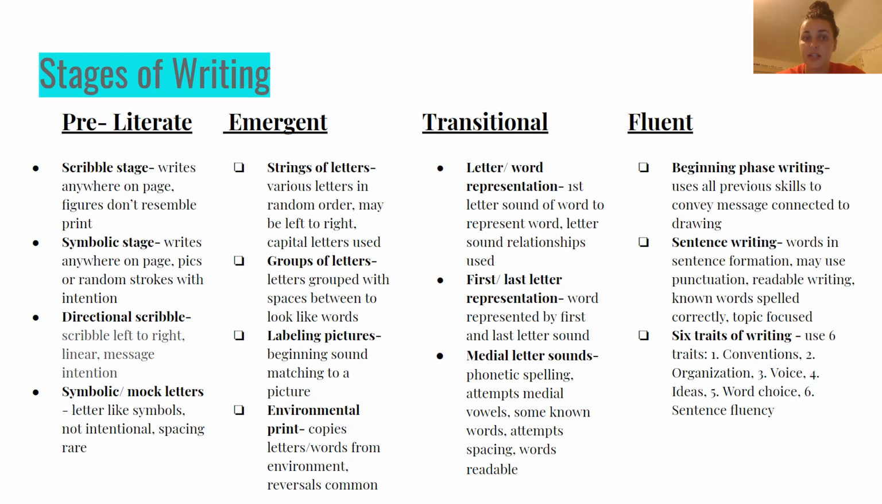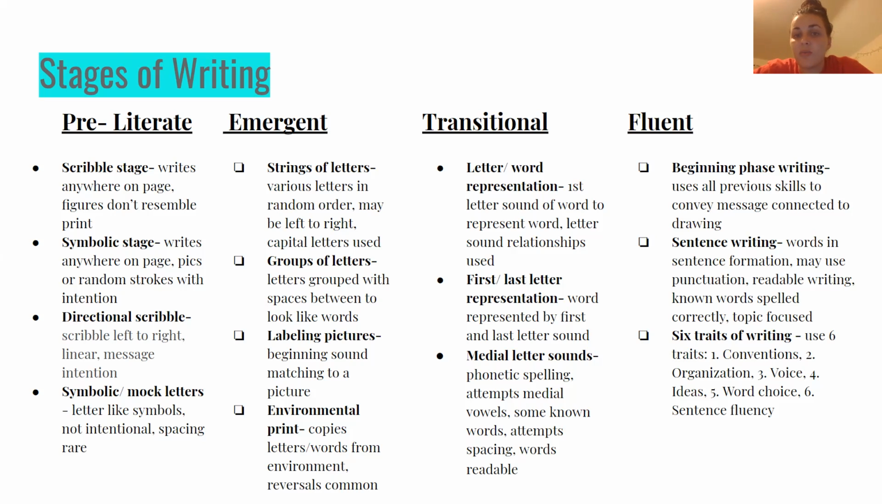Now on the emergent section, there is strings of letters, and this is when various letters are in random order. They could be written from left to right, and capital letters could be used. After that is groups of letters. This is when letters are grouped with spaces between to look like words. Then we have labeling pictures. The beginning sound matches to the picture that the student makes. And then lastly, in emergent is environmental print. This is when the student copies letters or words from the environment, and reversals are common with this stage.